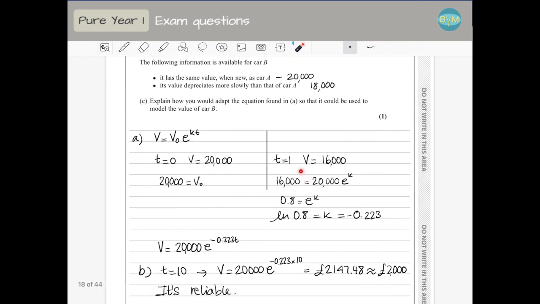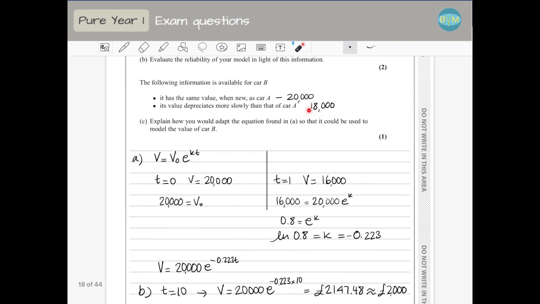I think the best way of thinking about that is just thinking that this value is greater, and this is just a guess. So this value is greater. When I divide by 20,000, this is going to be greater, so ln is going to be greater. And that's all with this question.